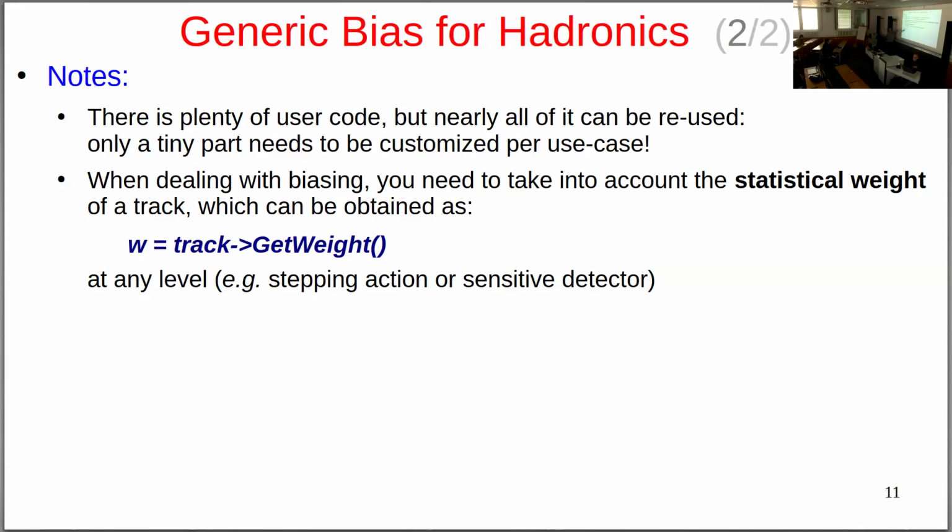class, where there is the method getWeight. So whenever you have a track, you call the method getWeight, and that is a number that you then feed to your histogram, ntuple, and so on. But it's automatically propagated by Geant4, by the system.